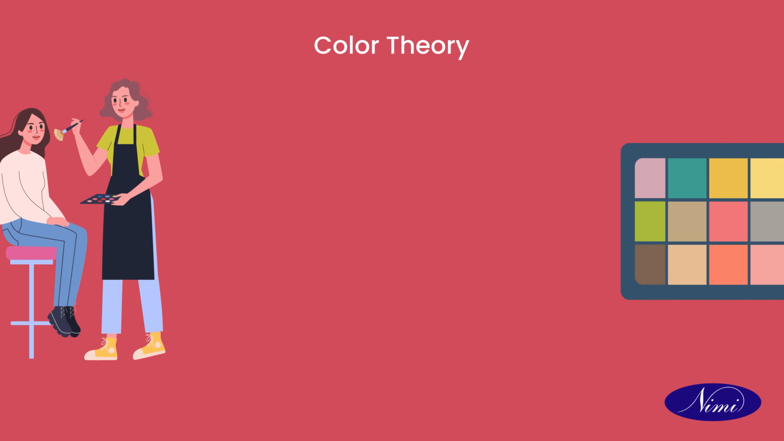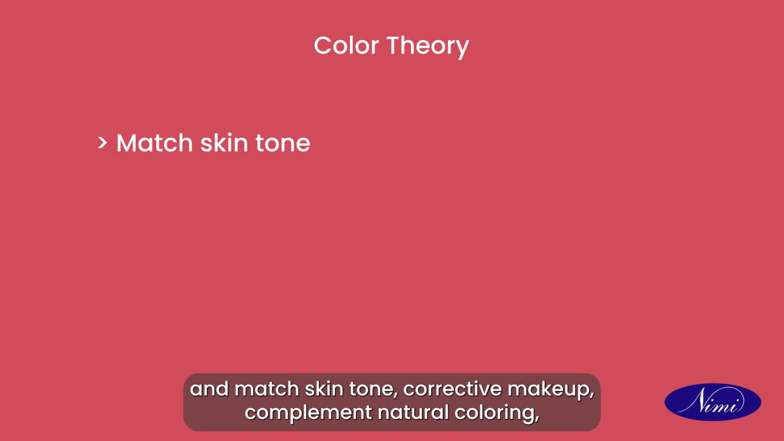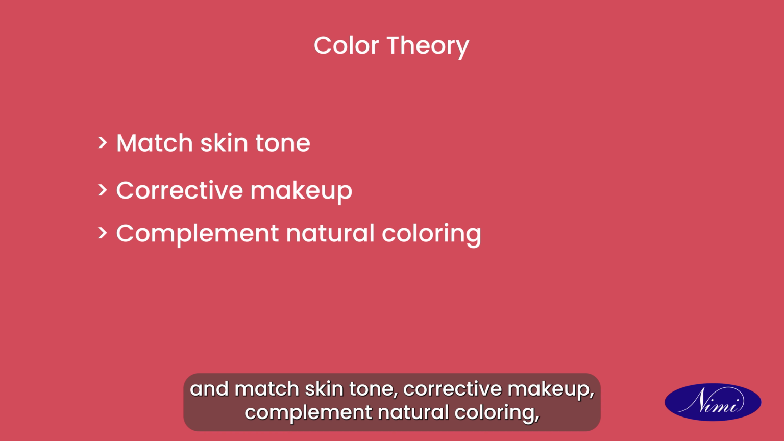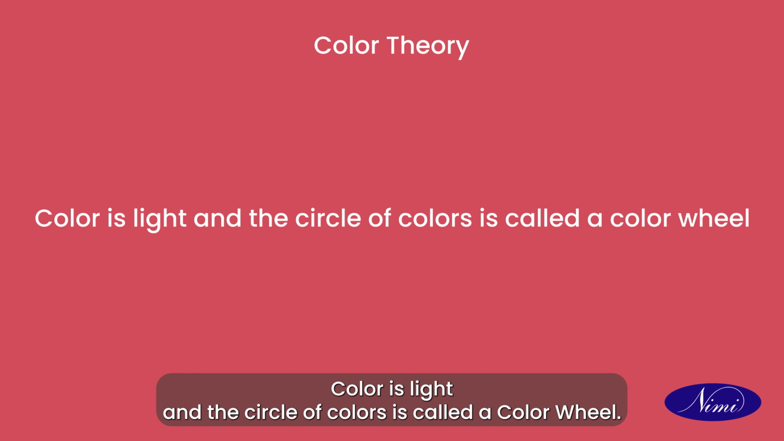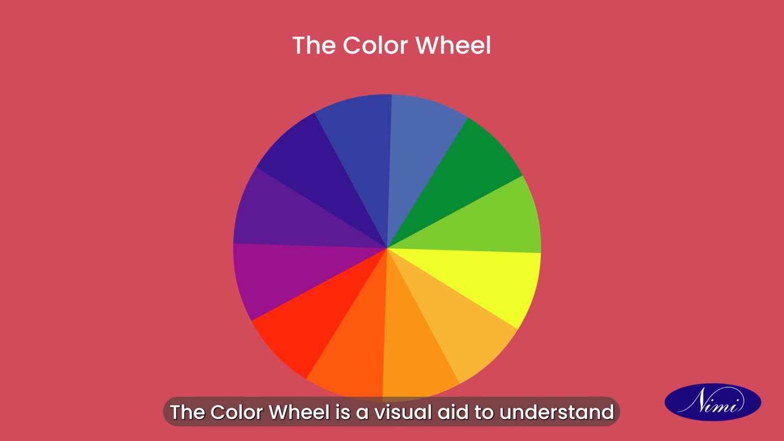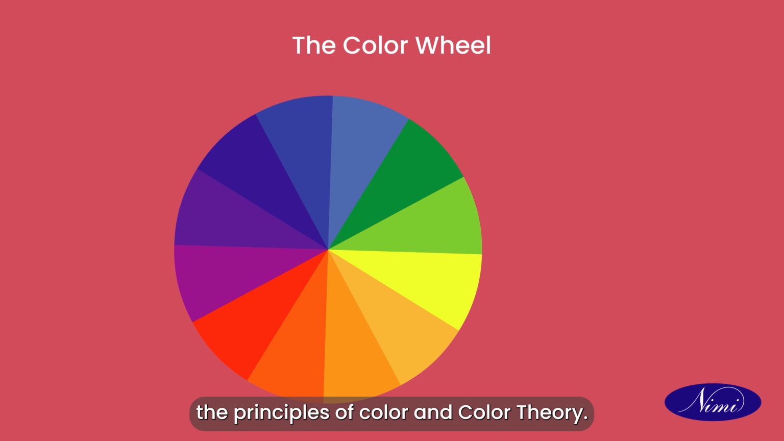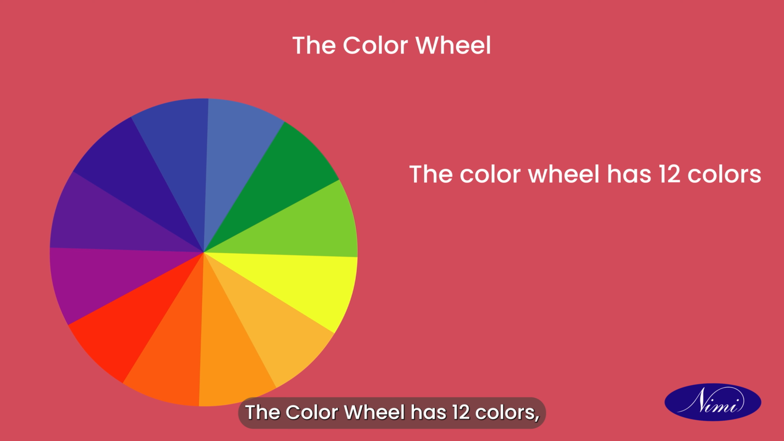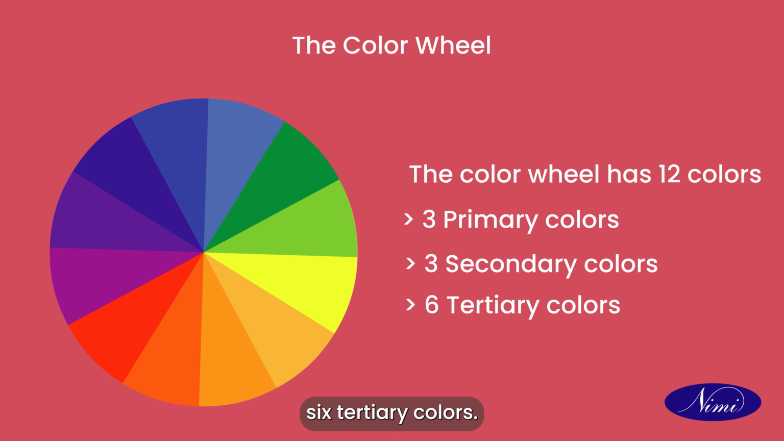Color theory. It is essential for makeup artists as it helps them recognize and match skin tone, apply corrective makeup, complement natural coloring, blend in prosthetic pieces, and create realistic casualty effects. Color is light, and the circle of colors is called a color wheel. The color wheel is a visual aid to understand the principles of color and color theory. The color wheel has 12 colors: 3 primary colors, 3 secondary colors, and 6 tertiary colors. It explains how to mix colors to create new ones.